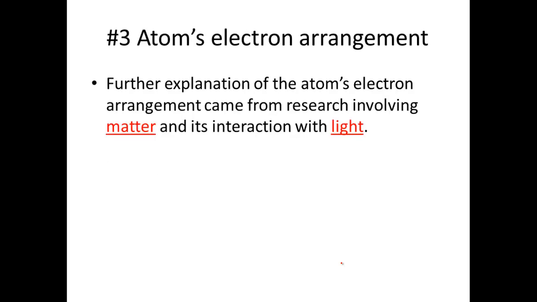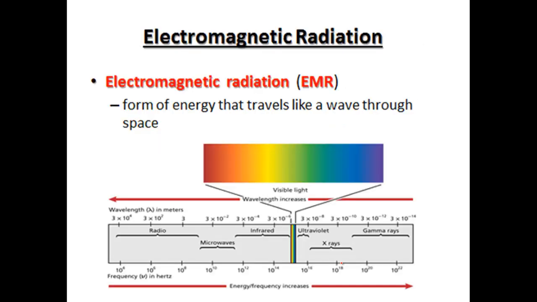Now, this chapter really focuses on the idea that the atom's arrangement came from research involving matter and its interaction with light. So as we look at the interaction of light, light is part of electromagnetic radiation. Electromagnetic radiation is a form of energy that travels like a wave through space. Now, unlike sound, which is also a wave and needs a medium like air to travel through, electromagnetic radiation does not need any medium or material to travel through. It can travel through empty space.